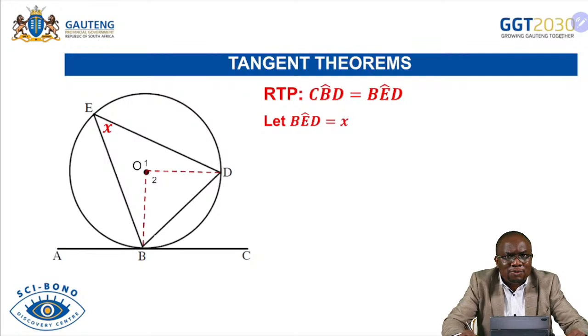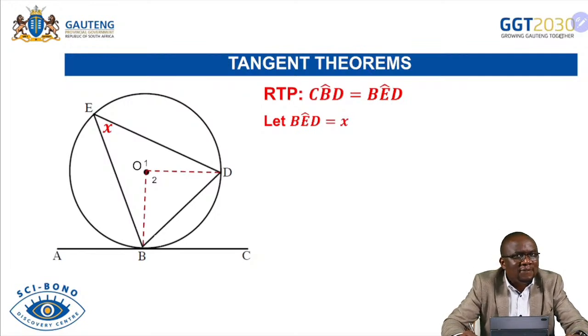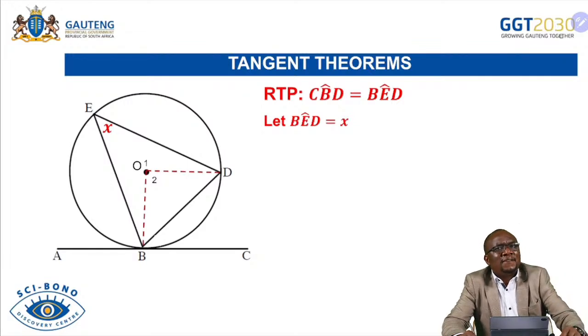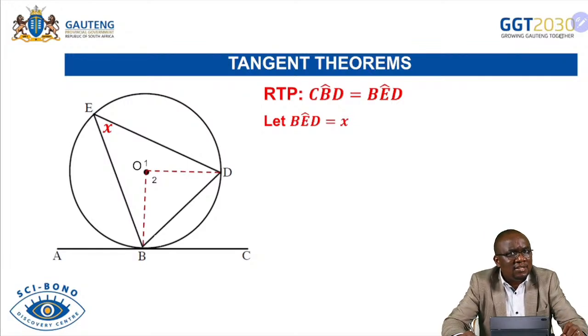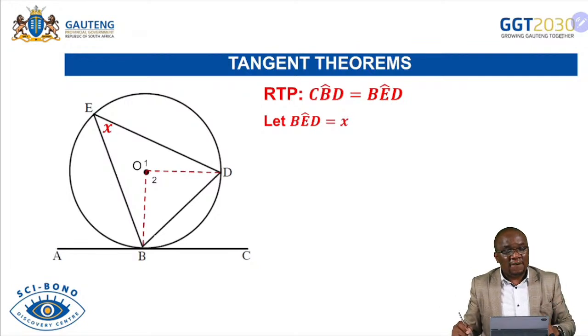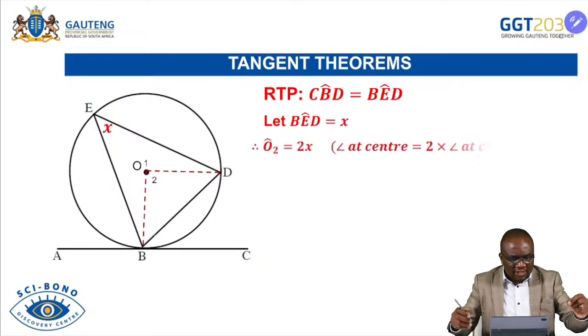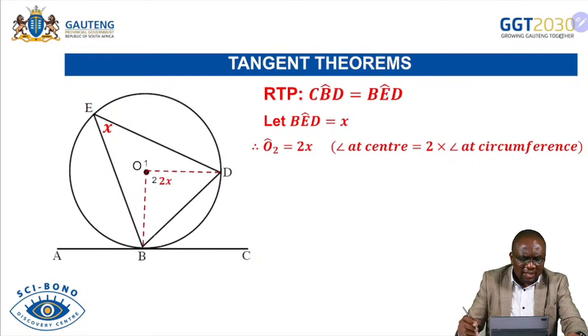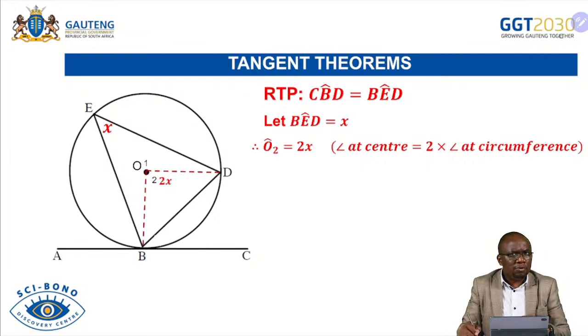What can you say about O2? It's going to be 2x. Do you agree? The angle at the center is 2 times the angle at the circumference. The angle subtended by a chord at the center is 2 times the angle subtended by the same chord at the circumference. So it means O2 is going to be 2x. Do you agree? Right. And then OB is equal to OD.